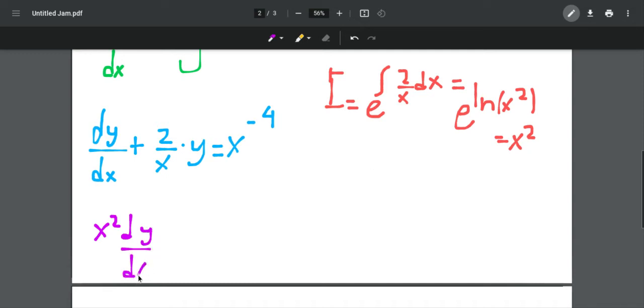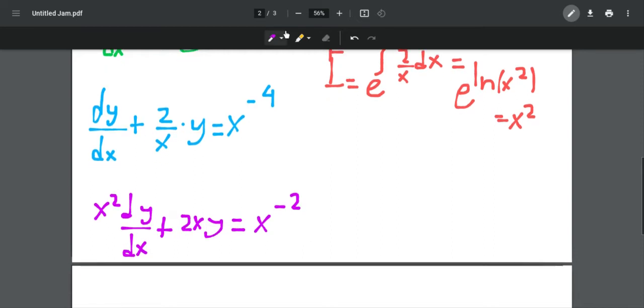When we multiply x squared by 2 over x, the x's cancel, so we're just left with 2x times y. And then x to the negative 4 times x squared: we add the powers and get x to the power of negative 2. Now what we should do next is integrate both sides.